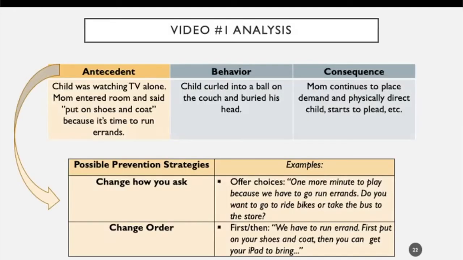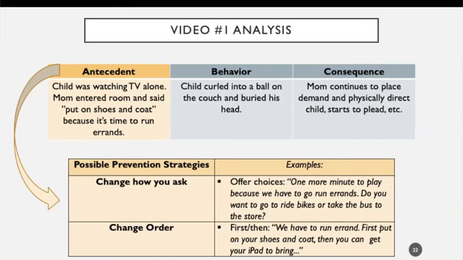So in this video, we saw that the child was very happily watching TV alone. And then all of a sudden, mom entered the room and said, "Put on your shoes and coat. We're leaving. Got to go run errands," right? So, whoa, this set off a behavior. The child curled up into a ball on the couch, buried his head into the pillow, was totally non-compliant. Mom really keeps trying to keep that demand on, right? And it's not working. So how can we prevent this in the future?